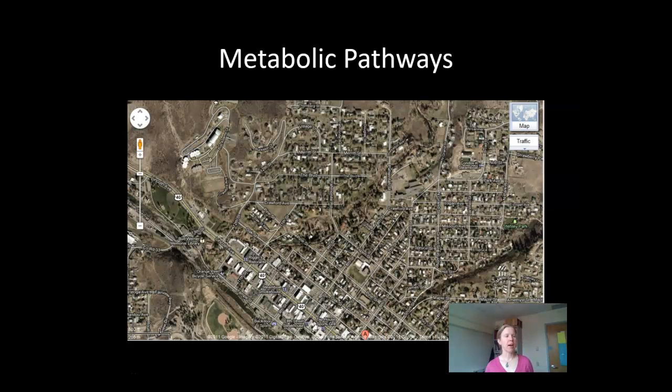And so the way I think of it is kind of like, here's a map of Steamboat. So we're up here on campus and maybe you wanted to go get a sandwich. And so you're going to have to go through a series of different intersections, which are kind of the different steps in a metabolic pathway.